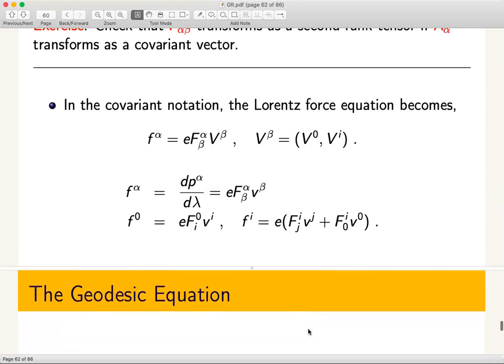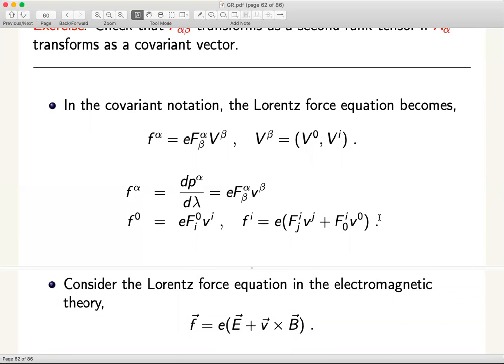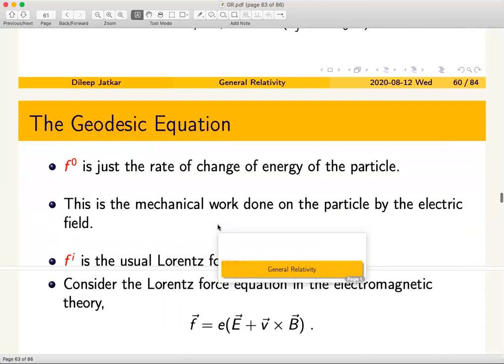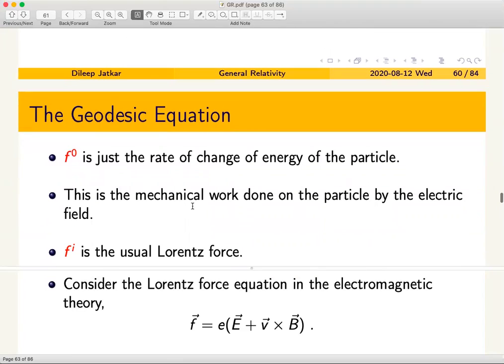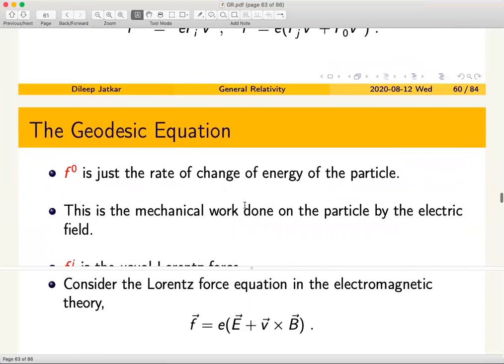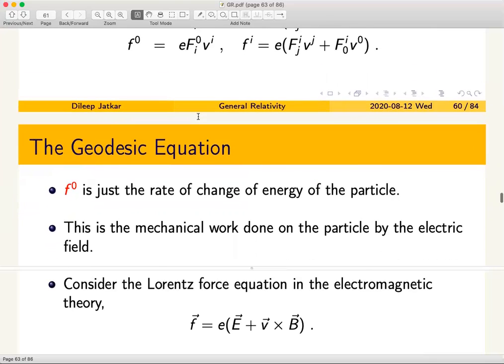So let me write it down. Look at it again. This piece is actually F^i. F0 is a different quantity. F0 is just the rate of change of energy of the particle, and we can let it be. We want to look at how this entire covariant equation behaves, but the interest for us is to look at the Lorentz force equation, which is F^i. You can just check the dimensionality and figure out that this is basically a work done on a charged particle kind of expression.